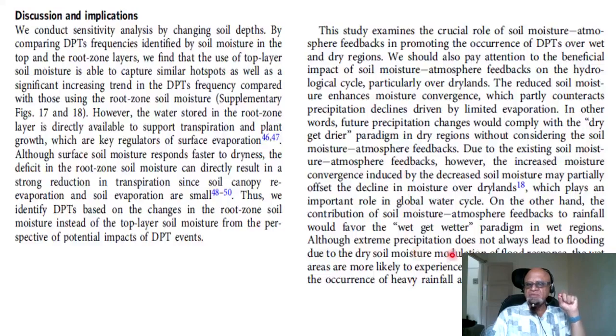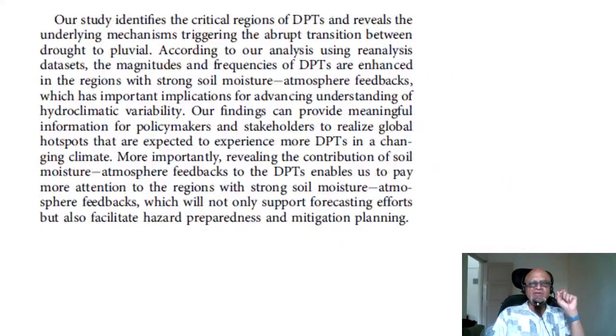Although extreme precipitation does not always lead to flooding due to the dry soil moisture modulation of the flood response, the wet areas are more likely to experience more widespread floods due to the occurrence of heavy rainfall after drought. So the transitions and the flooding to follow depend on the soil moisture loading even in the wet regions. So, kind of details on the impacts.